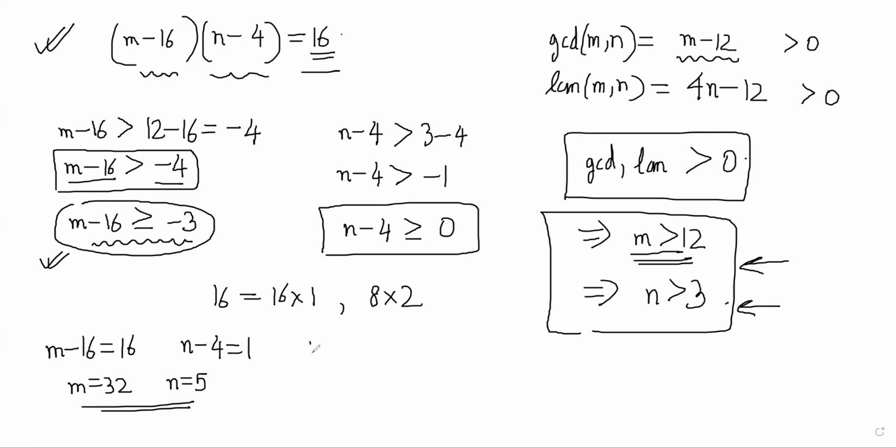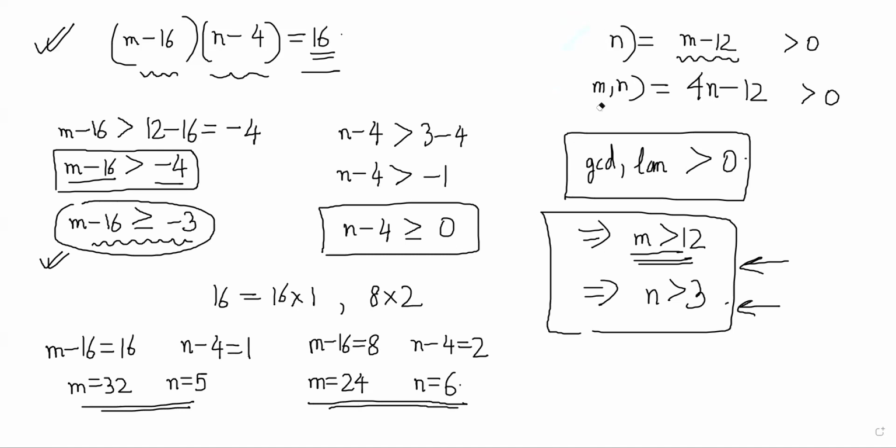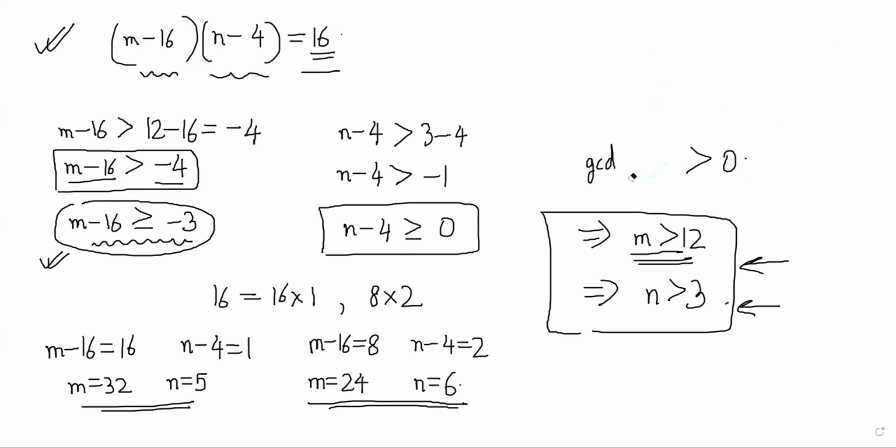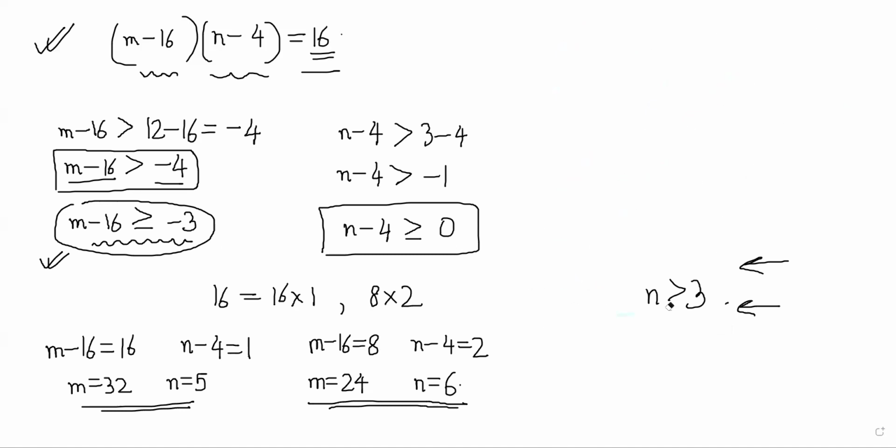And then you can get m minus 16 is equal to 8. M is 24 and n minus 4 is equal to 2. So n is equal to 6. So that is another possibility, right? Similarly, you will get multiple more cases. You will get the case where it is 4 into 4. So in that case, m would be 20 and n would be 8.